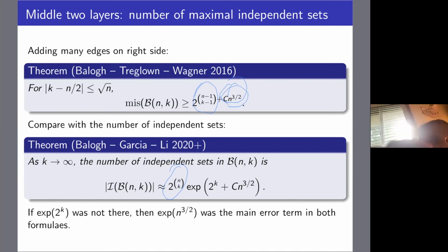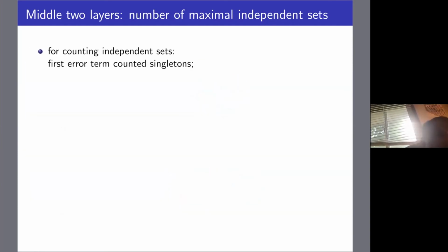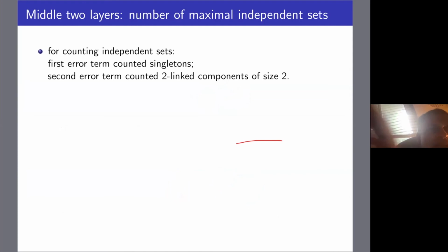And this error term n to the 3/2 looks to be the same as the second error term here. We get really puzzled at what's happening with this error term, with this 2 to the k. After some thinking, we realized that the reason is that when we counted independent sets, the first error term counted the singleton tooling components. The second error term counted the tooling components of size 2.